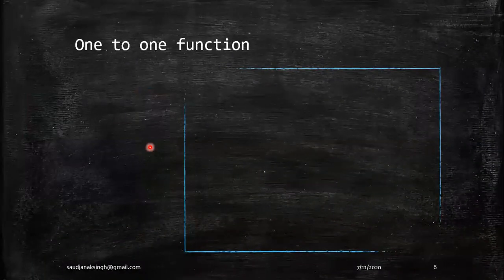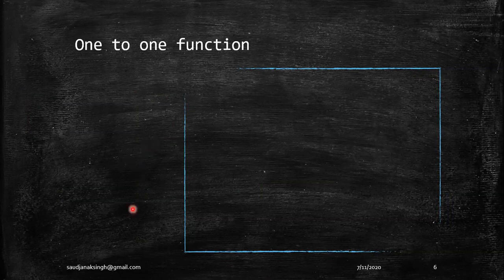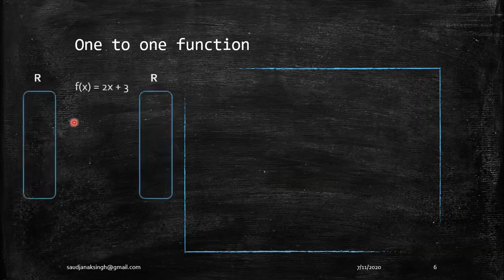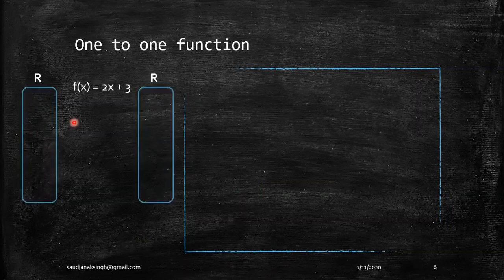Now the types. The first type is one to one. What type of function is called one to one? Let's discuss here. Suppose we consider a function from real numbers to real numbers. Real numbers include all negative numbers, positive numbers, integers, whole numbers, natural numbers, including all irrational and rational numbers. The function from real numbers to real numbers is defined by 2x plus 3. If we input 1 here, 2 into 1 plus 3, you get 5.